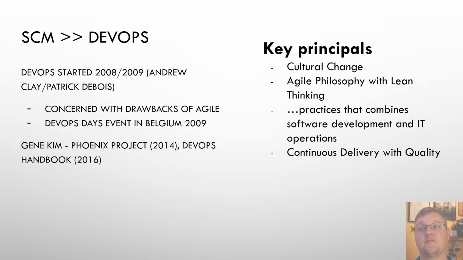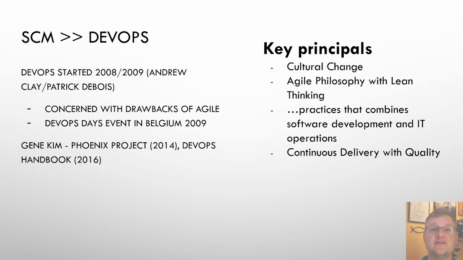When Gene Kim wrote the book The Phoenix Project in 2014 and later The DevOps Handbook in 2016, that's really when the term started to become socialized. I recall hearing DevOps more around 2014, 2015. That was when it started kind of getting into my circles.